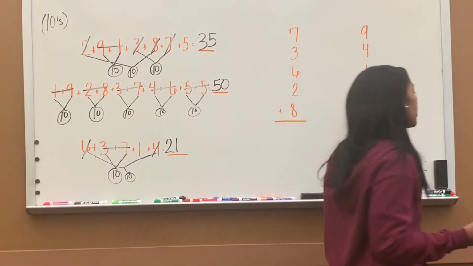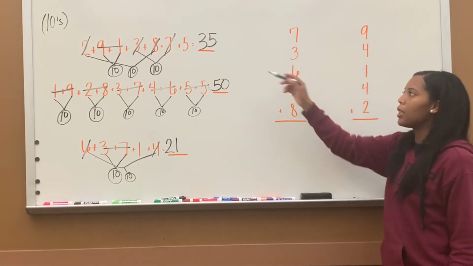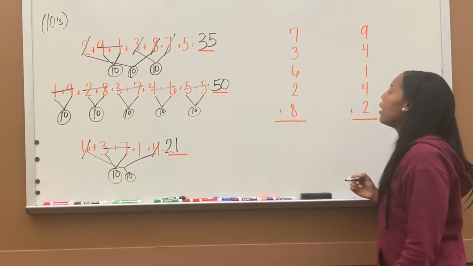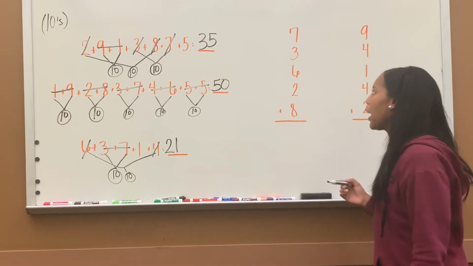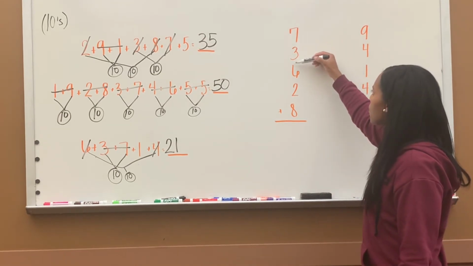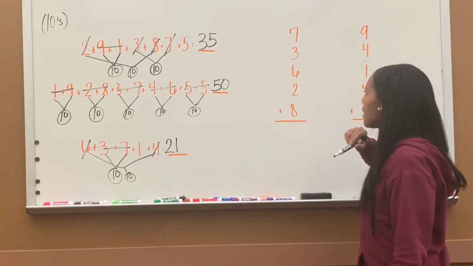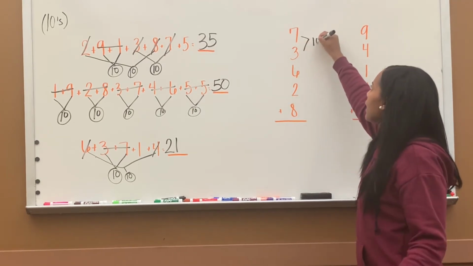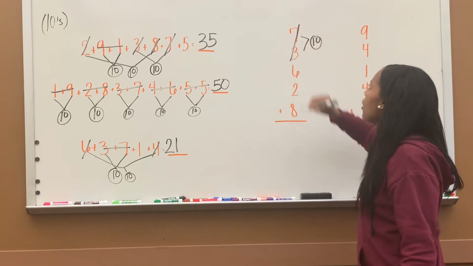All right, so this is another way that you will see it written in your book, not only horizontal, but you also see it written vertically as well. But you still do the same thing. So find your tens. So we have 7 plus 3 plus 6 plus 2 plus 8. Which of the numbers equal 10? We can say 7 and 3 again equal 10. Let's cross them out. We added those.